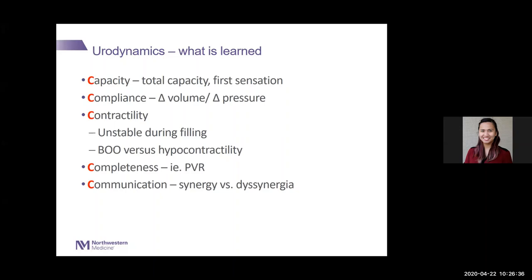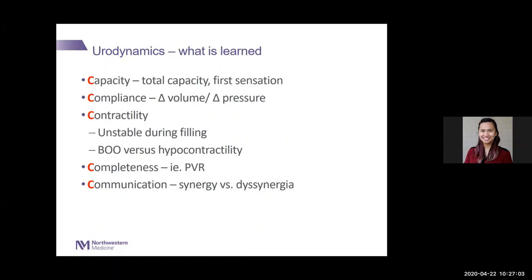The completeness, so we're going to get the post-void residual. And then communication, particularly for the neuro population: are the sphincters, the internal and external sphincter, though mainly we focus on the external sphincter, synergic or dyssynergic? I would assume in the neurogenic talk that you had some discussions about this, but mainly for patients with things that affect their cord, their suprasacral cord, those are the patients we're worried about for dyssynergia.